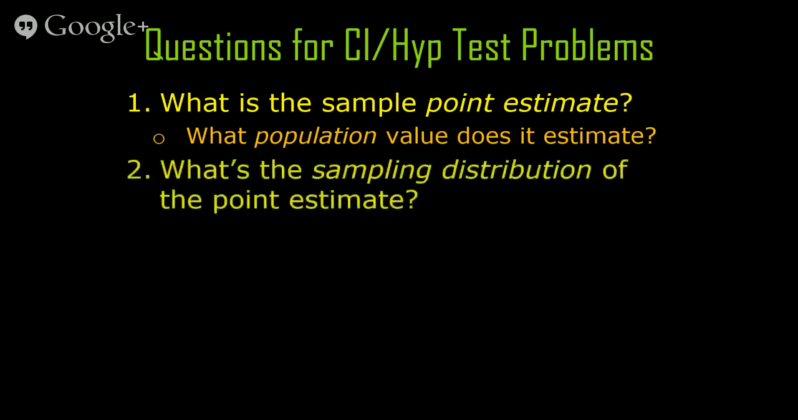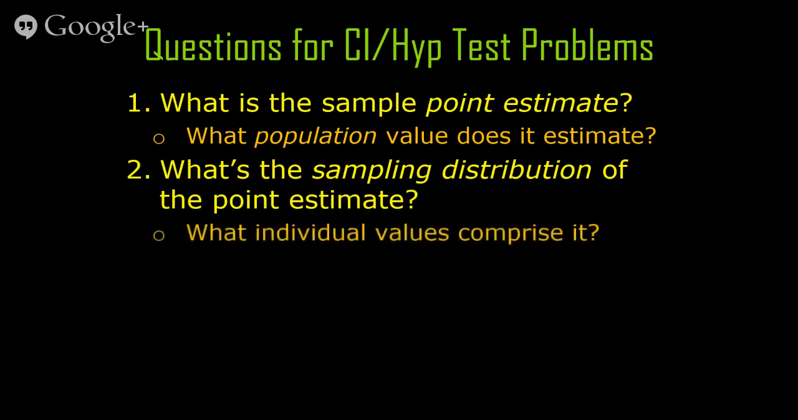What's the sampling distribution of the point estimate? We need to think what that distribution is, and above all, be clear that that's the distribution we're dealing with, the sampling distribution of the mean, for instance. We need to imagine what kind of individual values make up that distribution. Try to imagine them all because it's an infinite number, but try and imagine what's there.